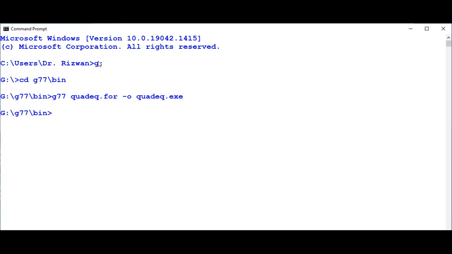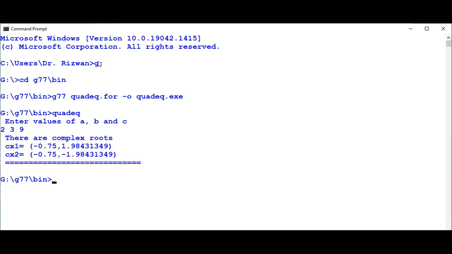I'm still lucky. There are no compile time errors. So now let's test it. Quadratic equation dot exe, or the extension is understood. Enter values of A, B, and C: 2, 3, 9. So there are complex roots. Okay.